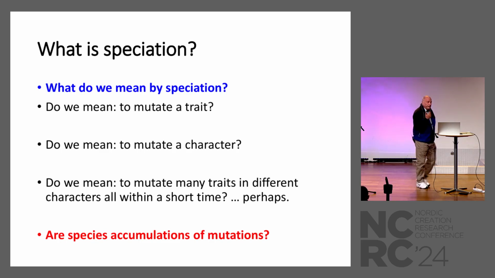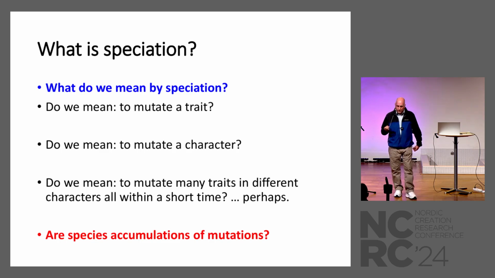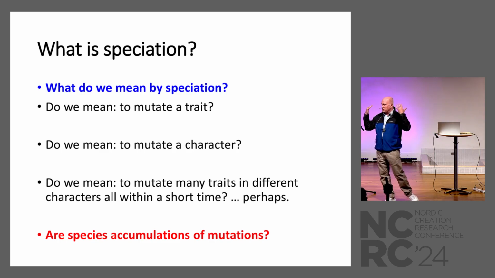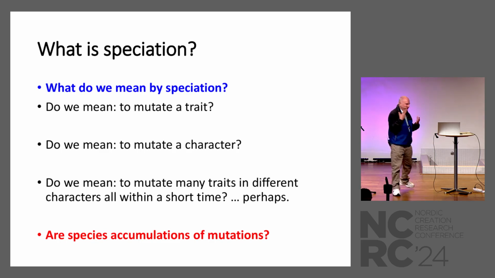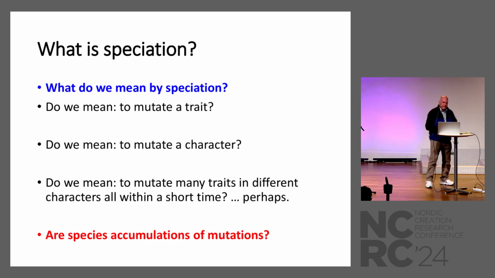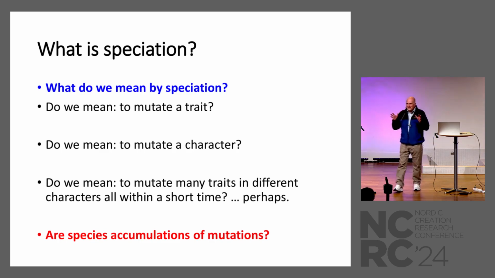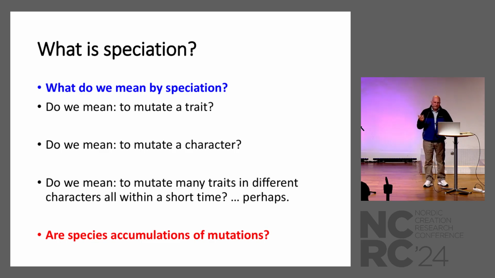Do we mean to actually mutate a character? Well, that's a very interesting concept, so that someone maybe doesn't have hair colour at all. Maybe they're bald. Is that what we mean by a new species? Do we mean to maybe mutate many traits in different characters, all within a short time? Perhaps that's a little closer. Are species simply accumulations of mutations?